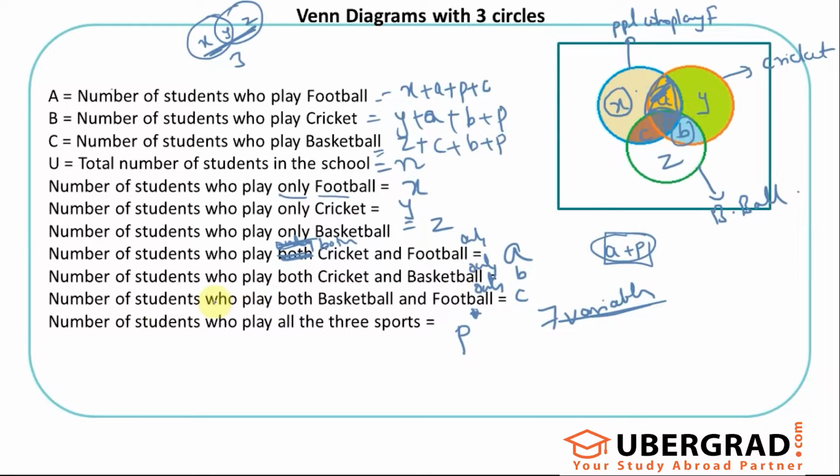And once you can connect all these statements properly with variables you assume, they'll give you some clues. You can just say the number of students who play football is 50. I substitute here and solve and find these variables and answer the given question.